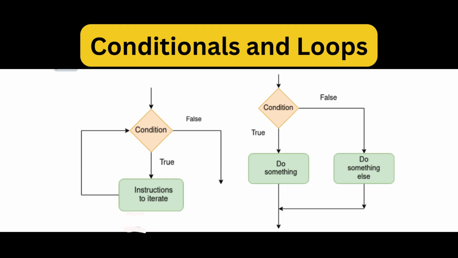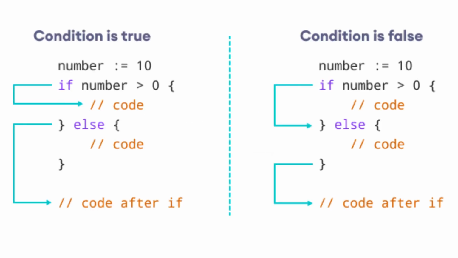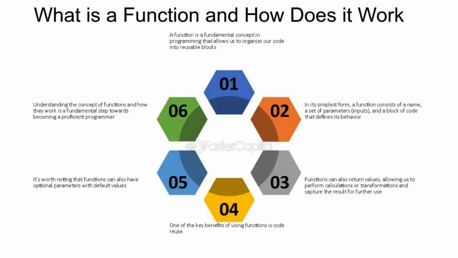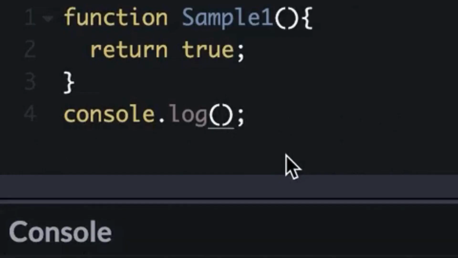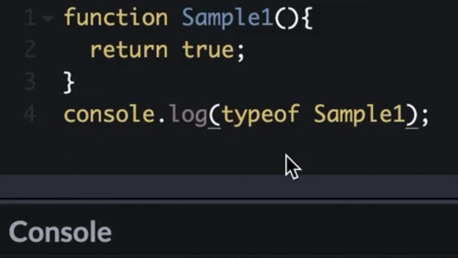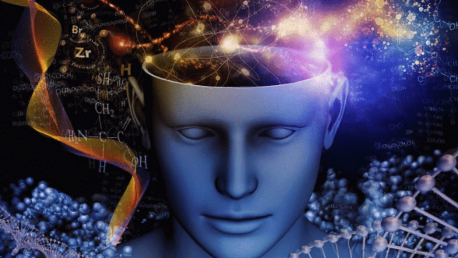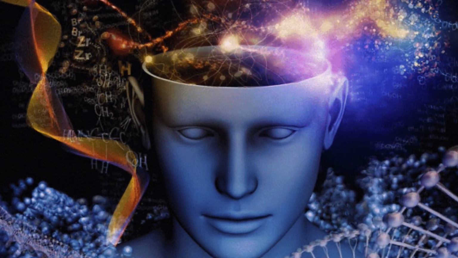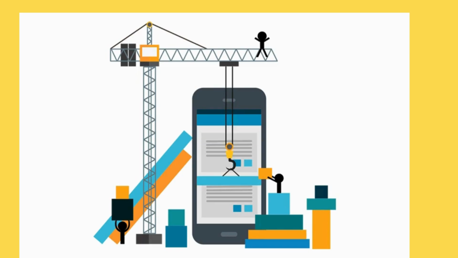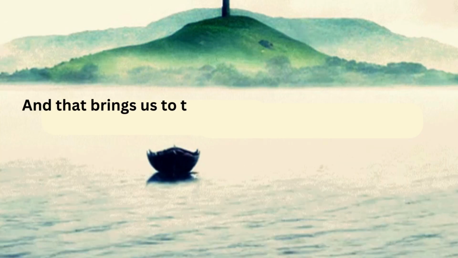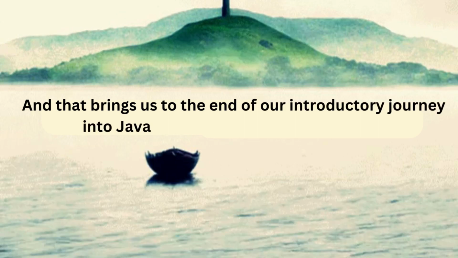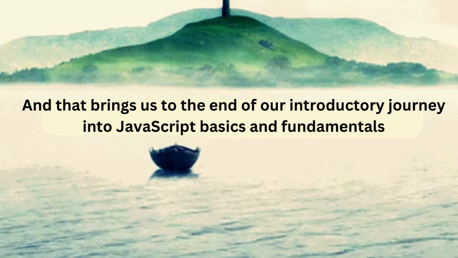Control flow statements like conditionals and loops enable us to make decisions and execute code blocks based on certain conditions or criteria. Functions, on the other hand, allow us to encapsulate reusable blocks of code, making our programs more modular and easier to maintain. With these concepts in mind, you'll be well equipped to start writing more complex JavaScript programs and applications. And that brings us to the end of our introductory journey into JavaScript basics and fundamentals.